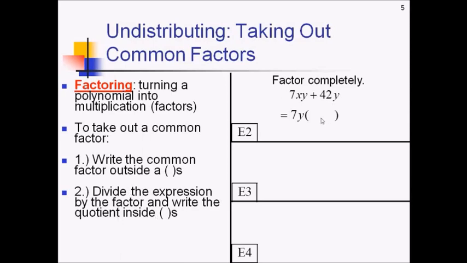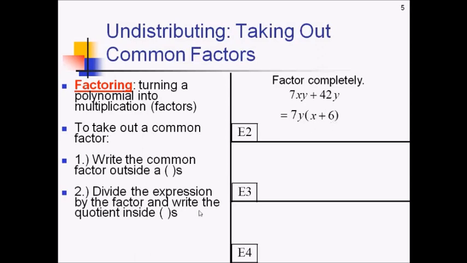So we're really just dividing a polynomial by a monomial again. This is just a different form that it takes. What's 7xy if you divide it by 7y? Well, the 7's cancel, the y's cancel, you just have an x. What's 42y divided by 7y? Well, that's just going to be 6. So x plus 6 is what we would put inside there.